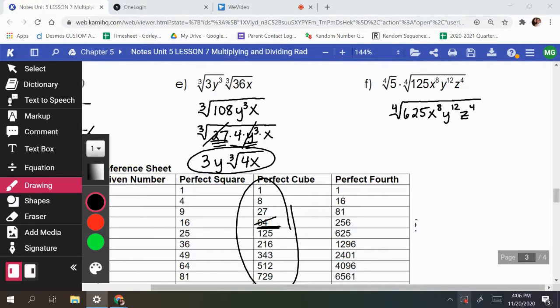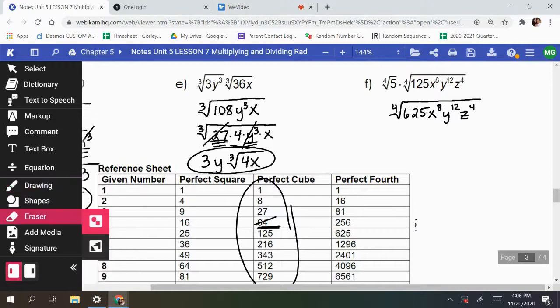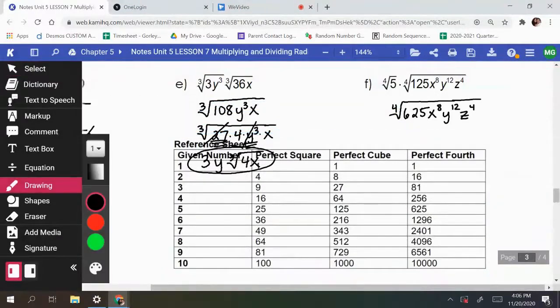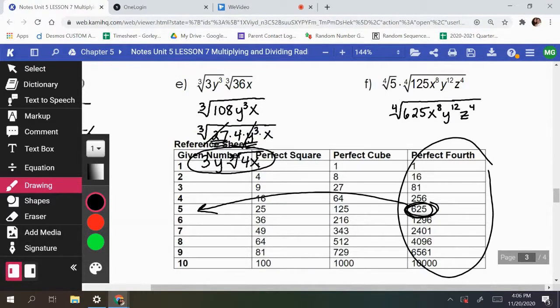Okay, what is the fourth root of 625? Well, let's see, we're looking at perfect fourths now, right? I know I'm looking at perfect fourths because that was a fourth root. So 625 is a perfect fourth. What's it a perfect fourth of? 5. Okay, I'm going to underline that because it is perfect. Is x to the 8th perfect?